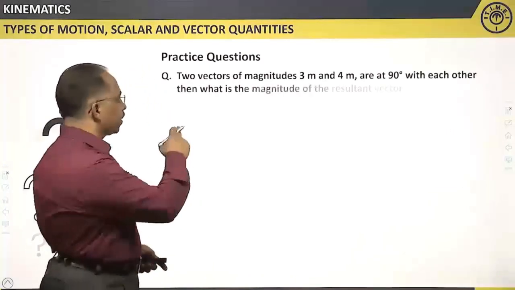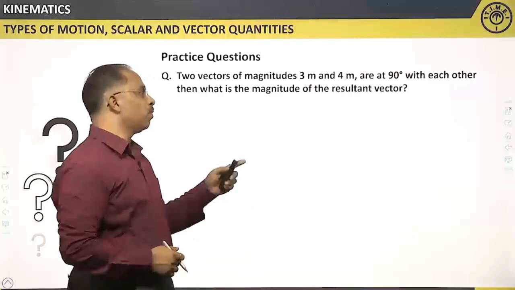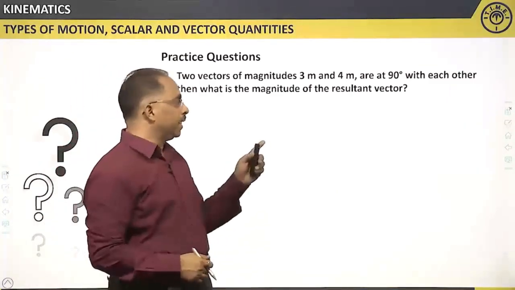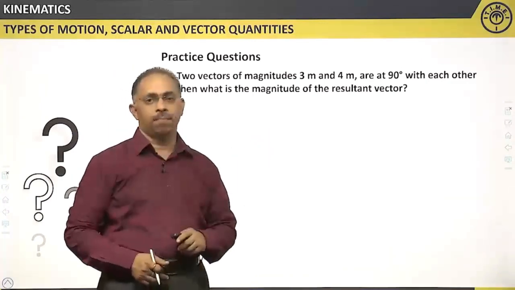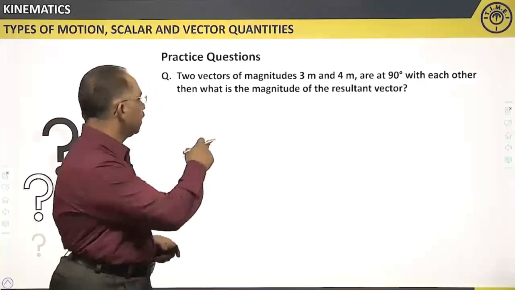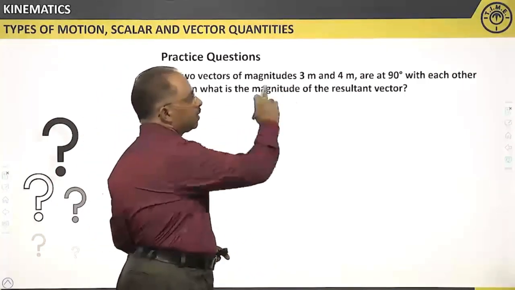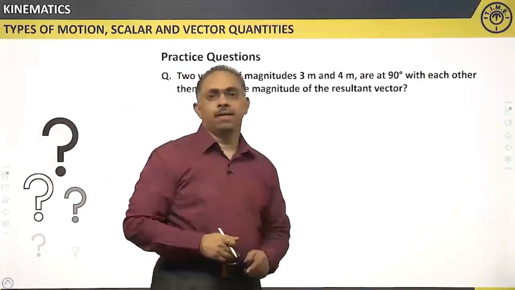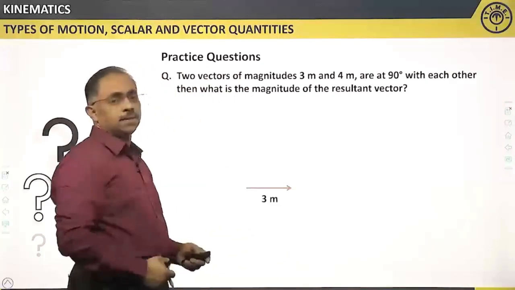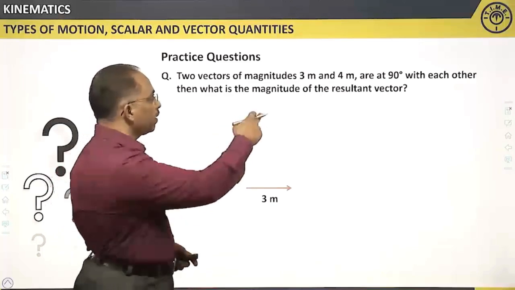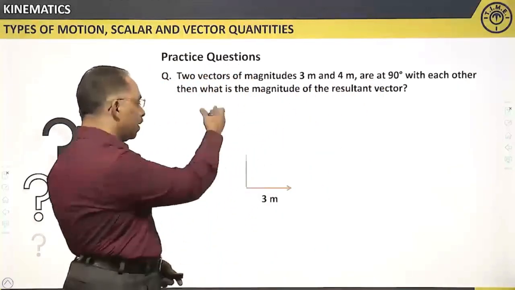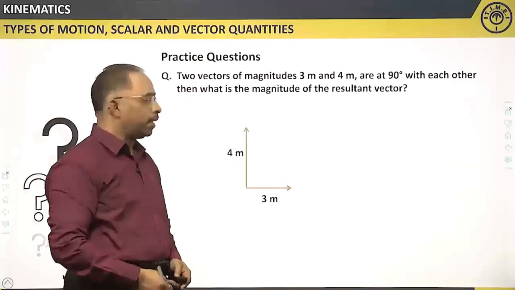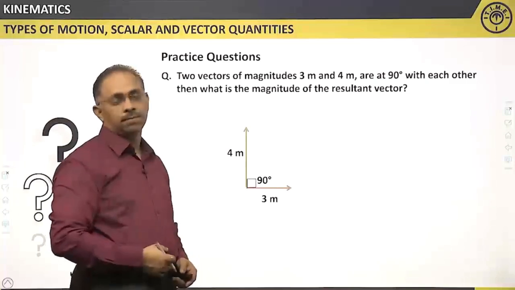Two vectors of magnitudes 3 meter and 4 meter are at 90 degrees with each other. Then what is the magnitude of the resultant vector? Okay. Very clearly it says two vectors of magnitudes 3 meter and 4 meter. Let us take one vector, say 3 meter like this. And another vector of 4 meter should be at 90 degrees to it. So, I will take another vector of 4 meter perpendicularly. The angle between them is 90 degrees.